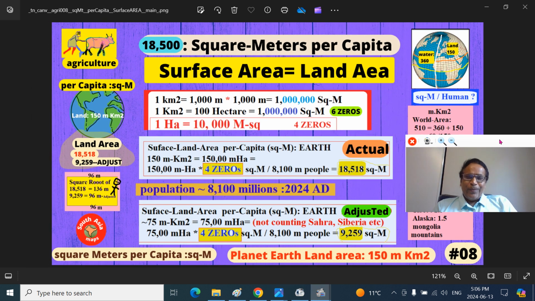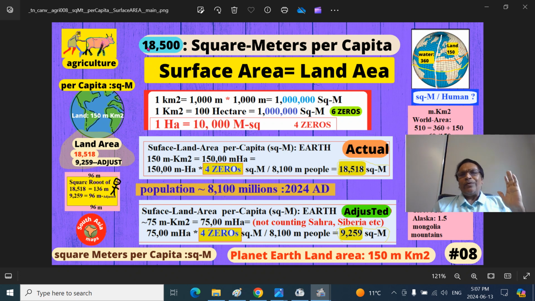So what is the take-home message of this one? There is around 18,000 square meters of per capita surface land area you get per person. Half of that, that means around 9,000 square meters per capita of adjusted surface area, excluding the sands, the deserts, mountains and all those areas, you get per human.